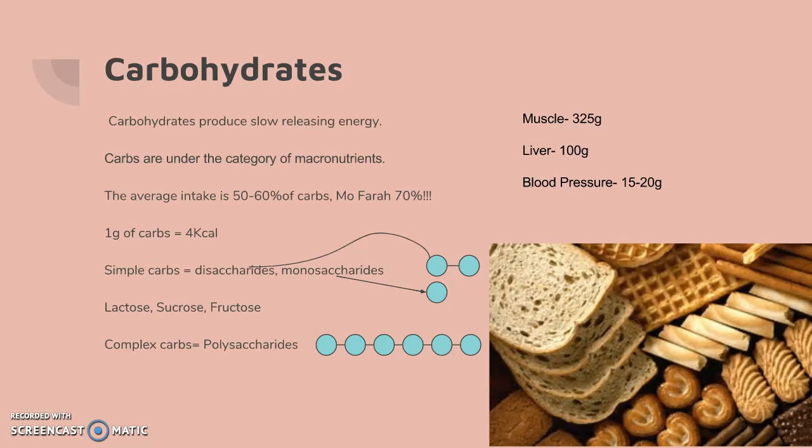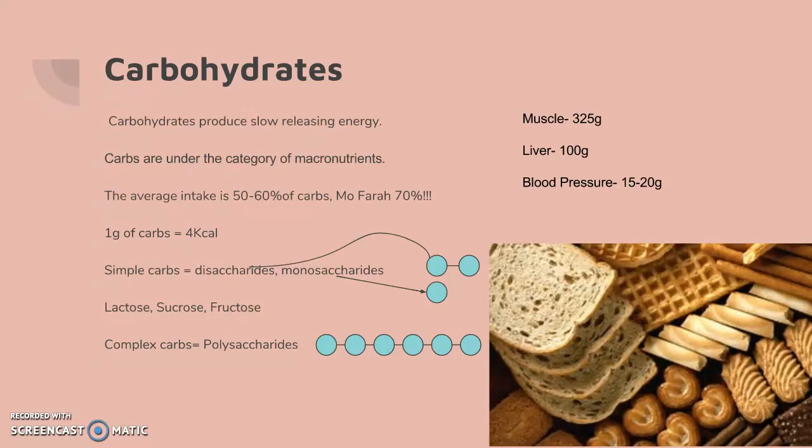So, carbohydrates. Carbohydrates are slow release in energy. The common person is recommended 50 to 60% of carbs. However, people like Mo Farah, who are long distance runners and need more energy, will require 70%. 1 gram of carbs equals 4 calories in our diet. Carbs are converted into glucose. Glucose is also known as glycogen, which is stored in the blood and stored in the liver.